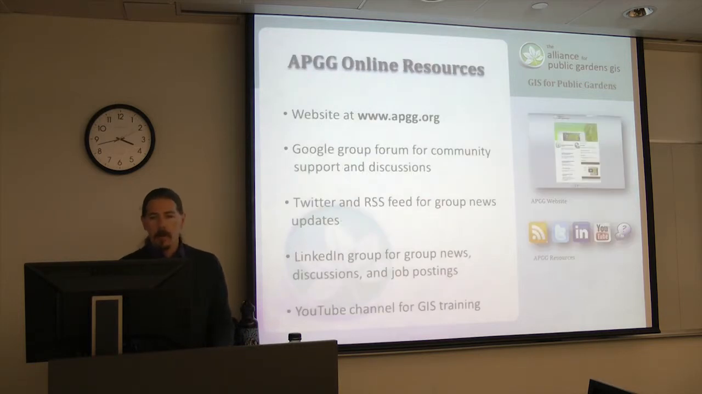So I want to talk a little bit about the Alliance for Public Gardens GIS. We have a website online at apgg.org that we're slowly trying to build into a one-stop shopping point for getting resources and help for starting a project like this. And we currently have a Google group forum for community support that people can ask questions on and get help from either myself or other people in this room or other members of the group.